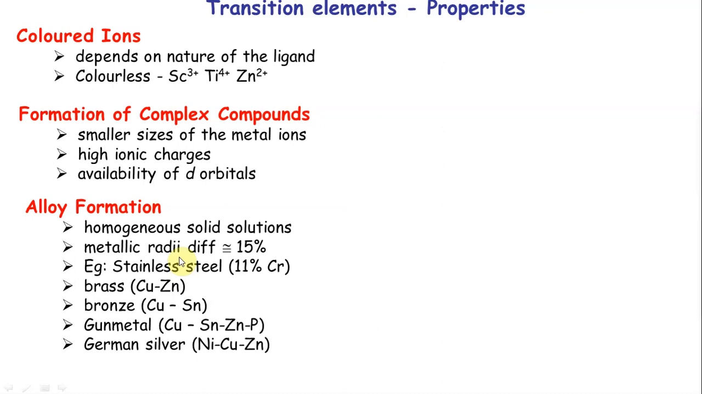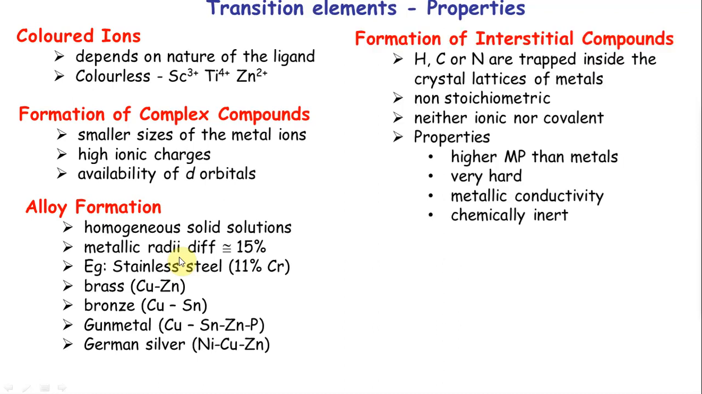Stainless steel is an example that you want to know. It is iron with about 11% chromium. Look at where they are situated: chromium, manganese, iron, so very close. They are close in size. There are a few more examples I have given. You are expected to remember them. These are the examples that will come in need.